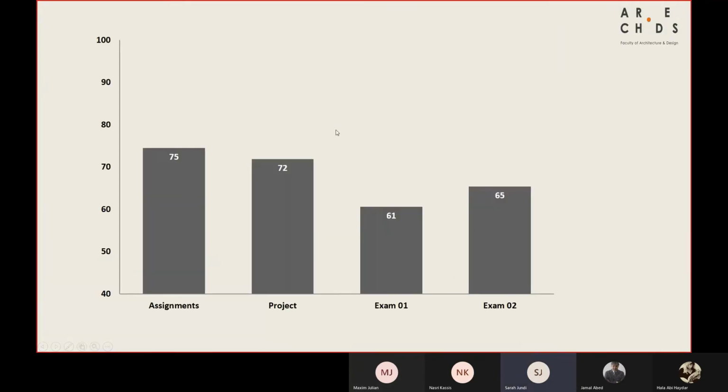Class average diagram. In this diagram, we realized that the students did better in the assignments and the project, but did not do very well in the exams, since the average grade was around 61 and 65.